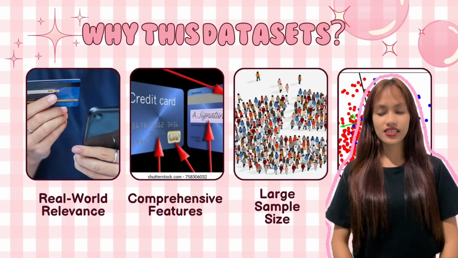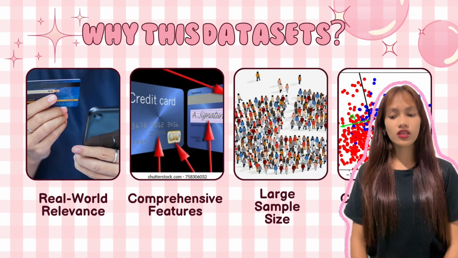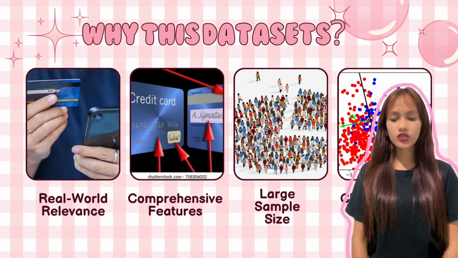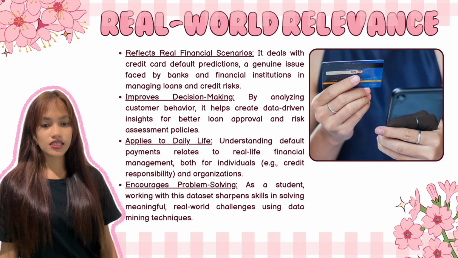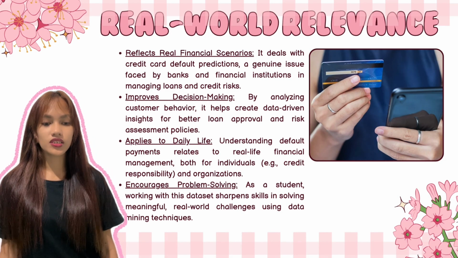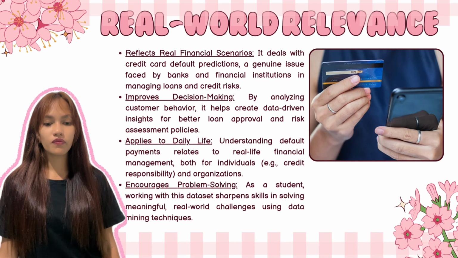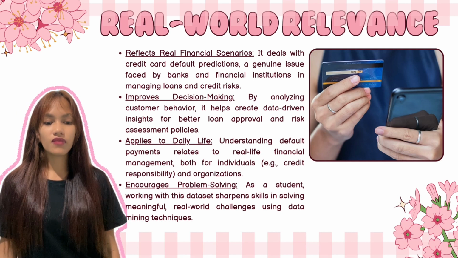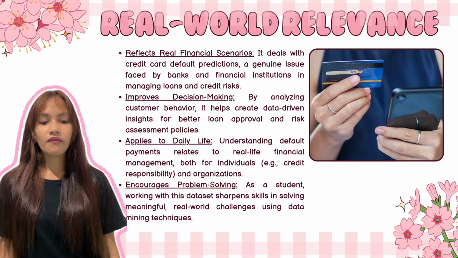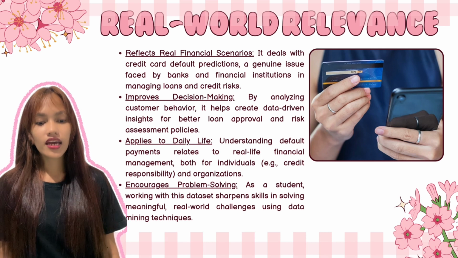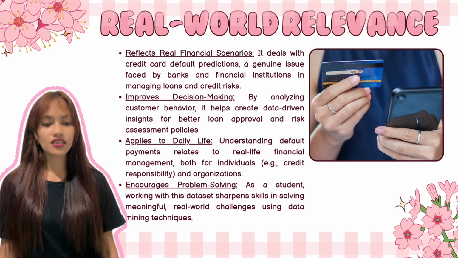Why these datasets? Basically, I chose these datasets because they emphasize real-world relevance, comprehensive features, large sample size, and a classification task. Real-world relevance reflects real financial scenarios. It deals with credit card default prediction, a genuine issue faced by banks and financial institutions in managing loans and credit risk. It also improves decision making by analyzing customer behavior. It helps create data-driven insight for better loan approval and risk assessment policies.